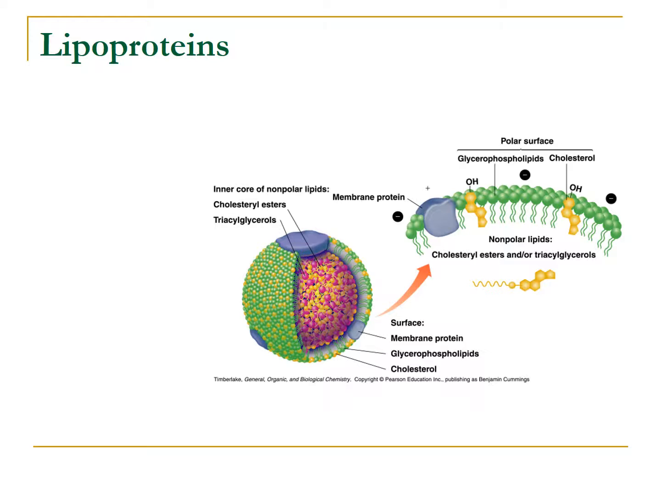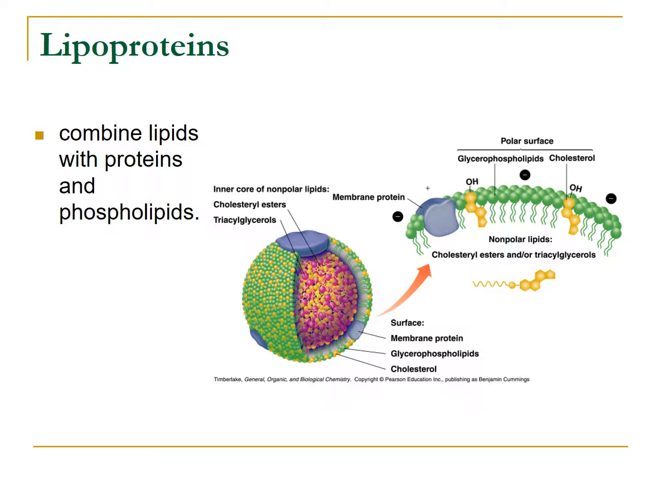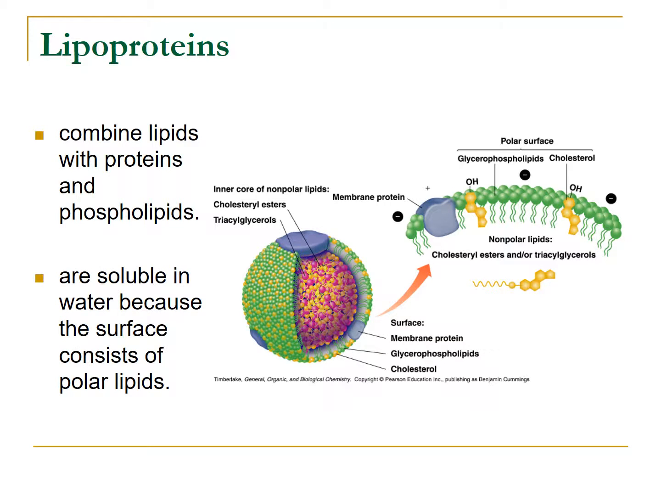bloodstream, because the polar heads of the glycerophospholipids can interact with water, and so the blood is going to see this packet coming through with a polar surface and interact with that polar surface, whereas hidden inside that packet is a bunch of nonpolar lipid molecules. So it's combining lipids with proteins and also phospholipids like glycerophospholipids, and it makes them soluble in water because the surface is going to have these polar glycerophospholipids on them.